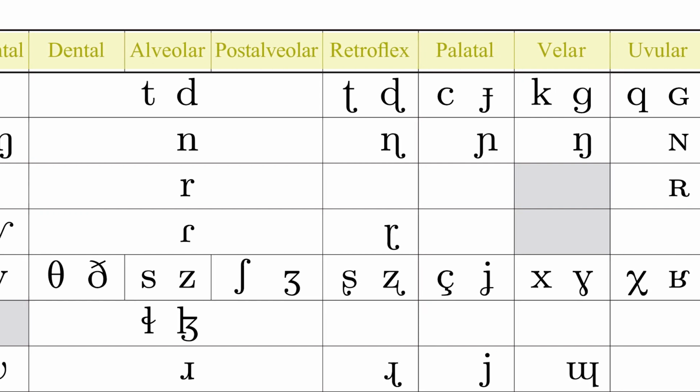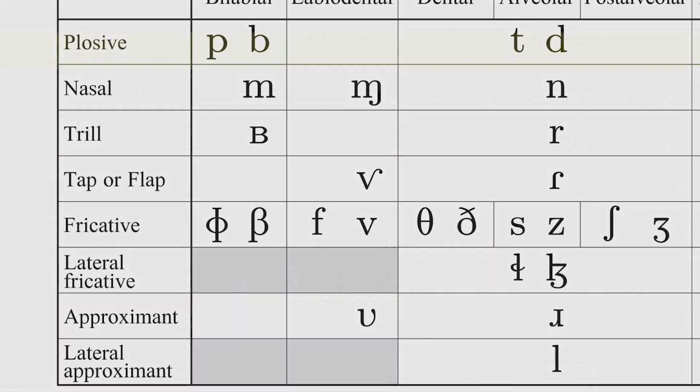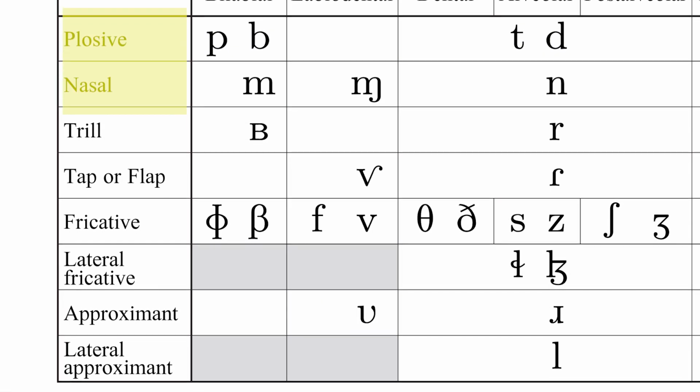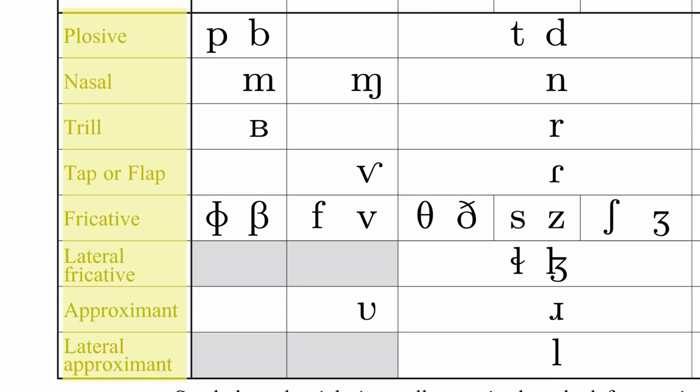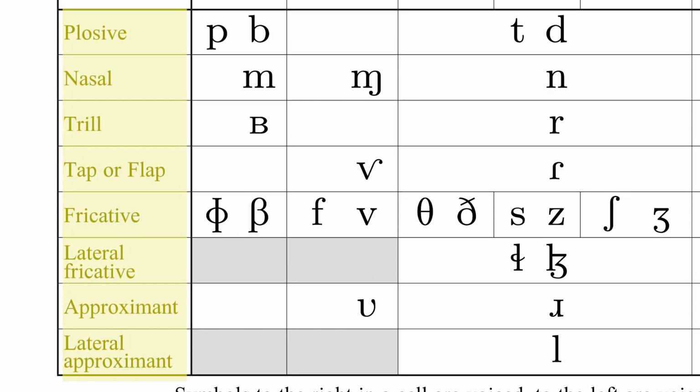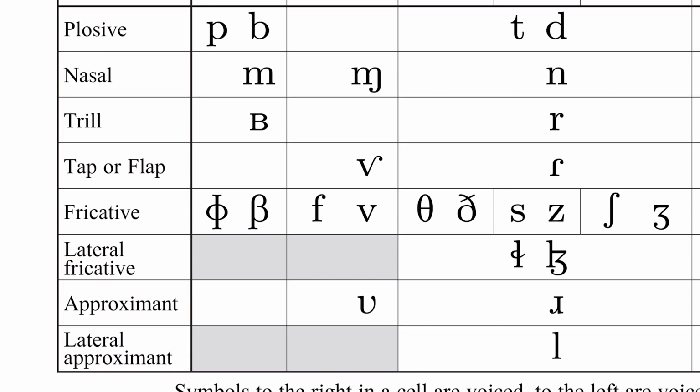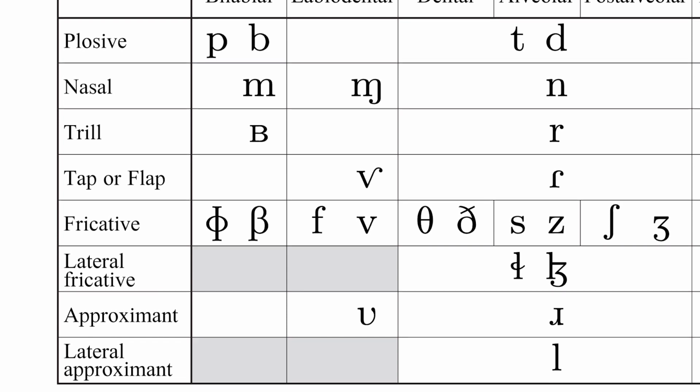Okay, so the columns tell you the place of articulation. What do the rows tell you? Well, the rows tell you the manner of articulation for the consonant. Now, the manner of articulation has to do with the manner in which your articulators in your mouth move to modify airflow in your vocal tract. For example, the first row is labeled plosives.